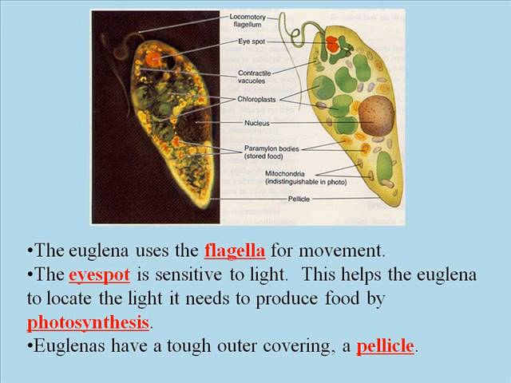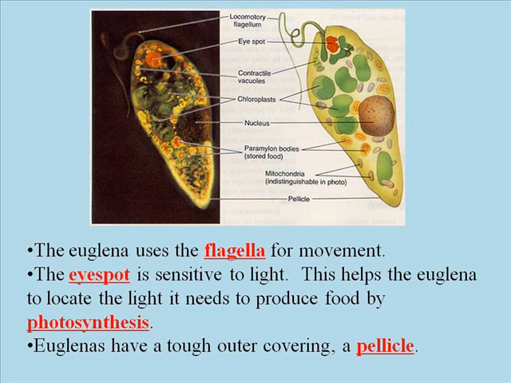And then on the outside of the euglena, instead of a cell membrane or a cell wall, we have something called a pellicle. This pellicle is going to be a much thicker but still flexible covering, similar to a cell membrane. Now, the flagella is used for movement. The pellicle is used to protect the outside of the euglena.